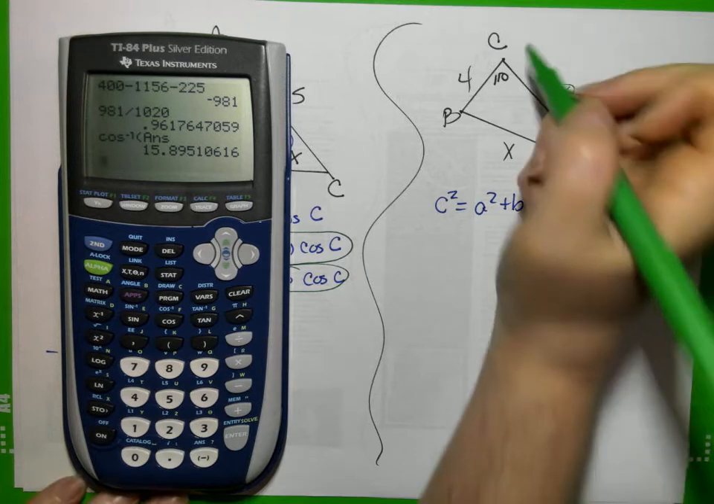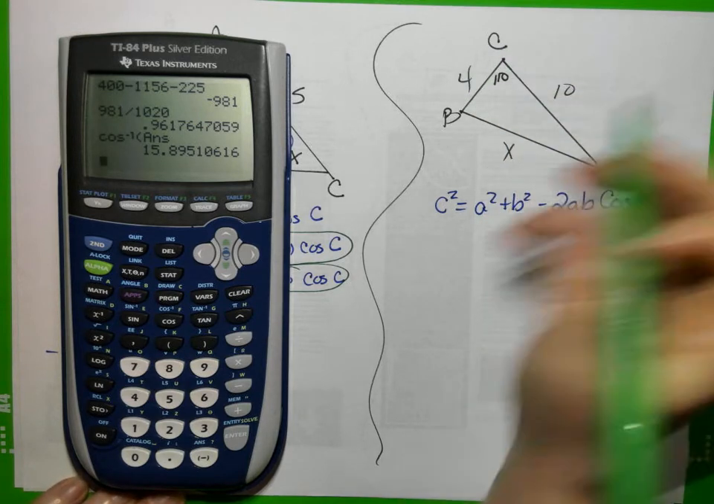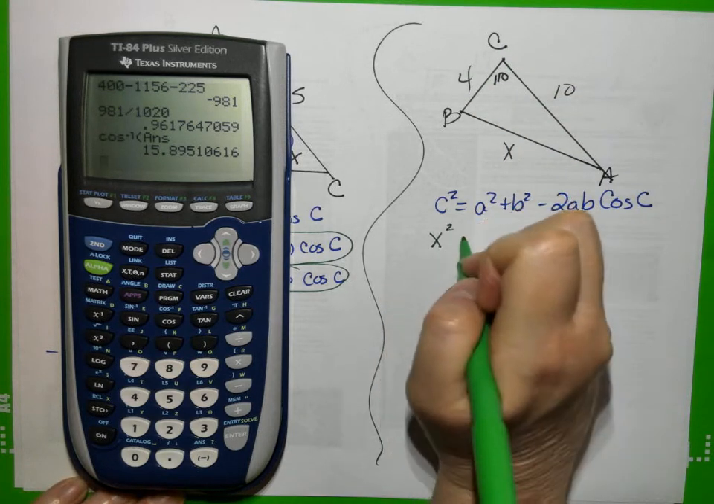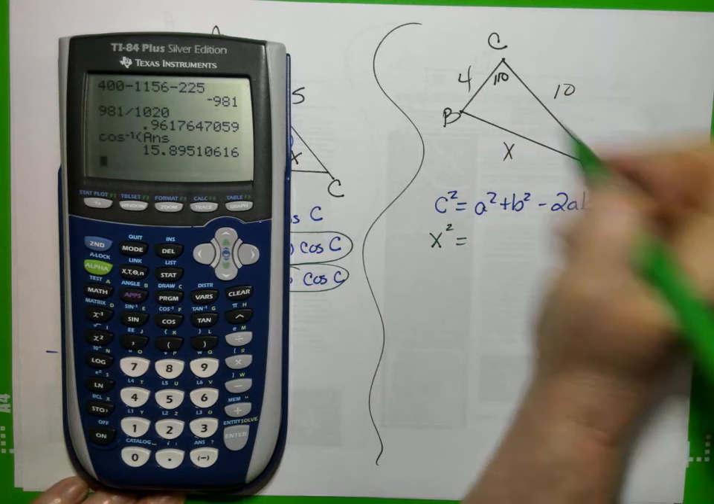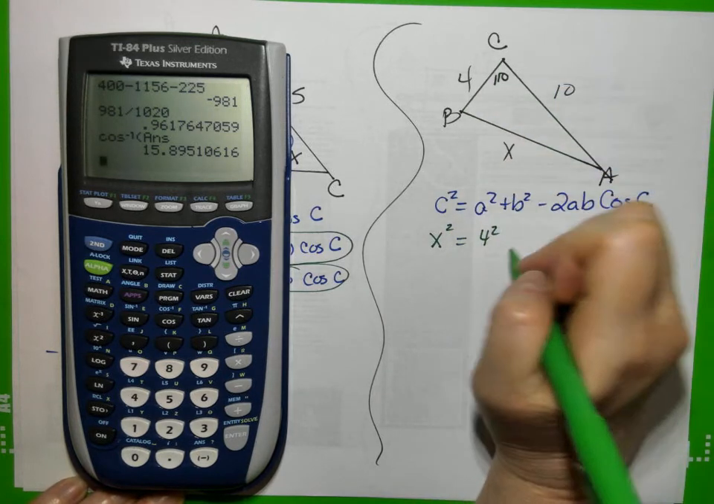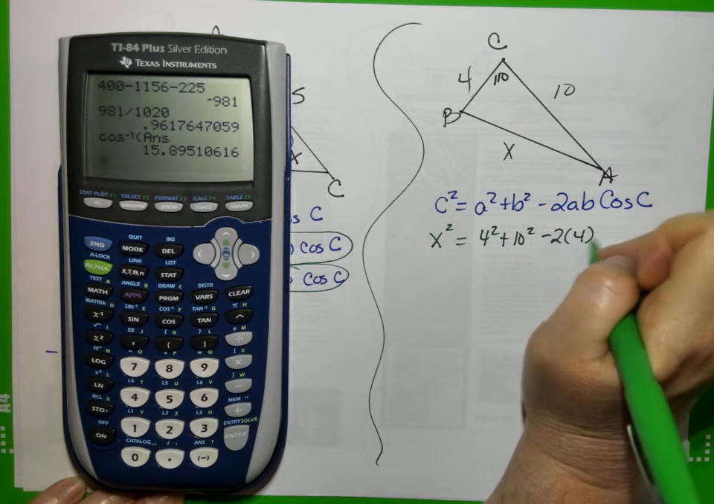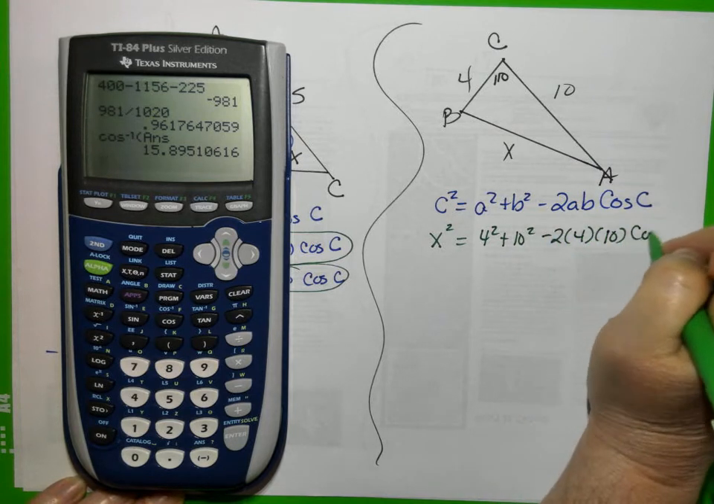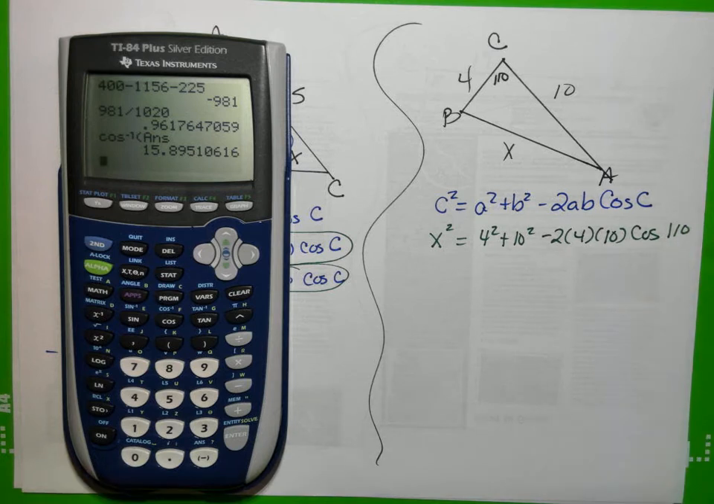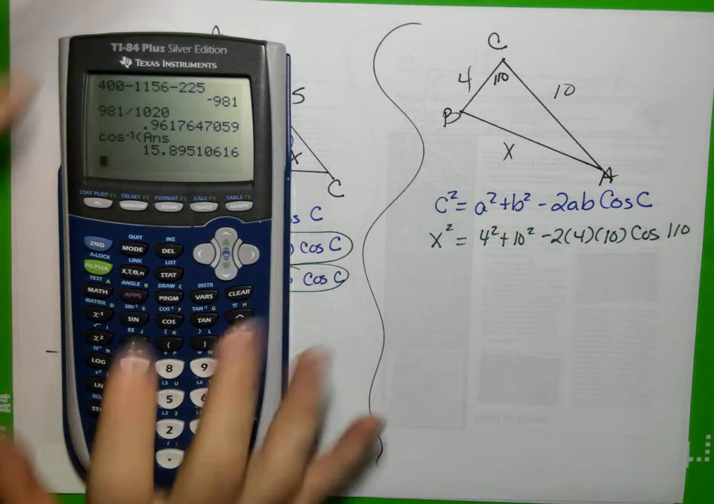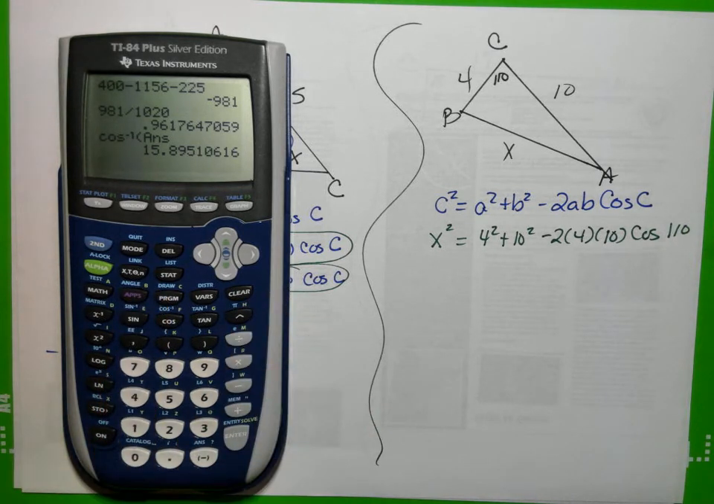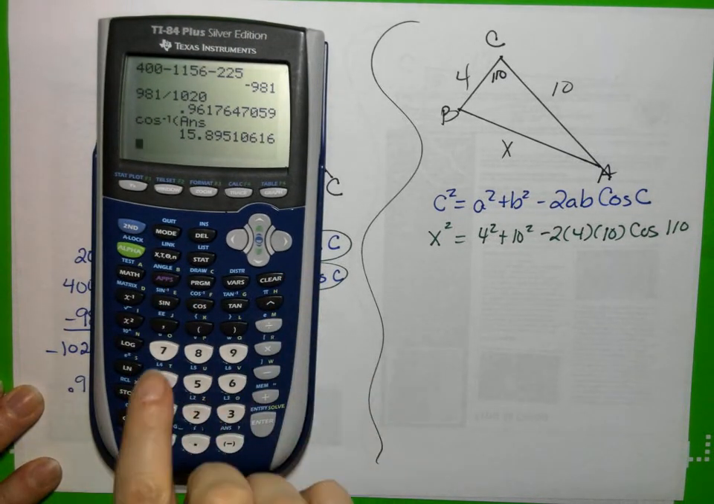Okay, I know that c squared, that's what I'm looking for. So x squared is a squared, that's 4 squared, plus 10 squared minus 2 times 4 times 10 times the cosine of 110. And here's what's really, really nice. I can do all that in one step on my calculator just like this.